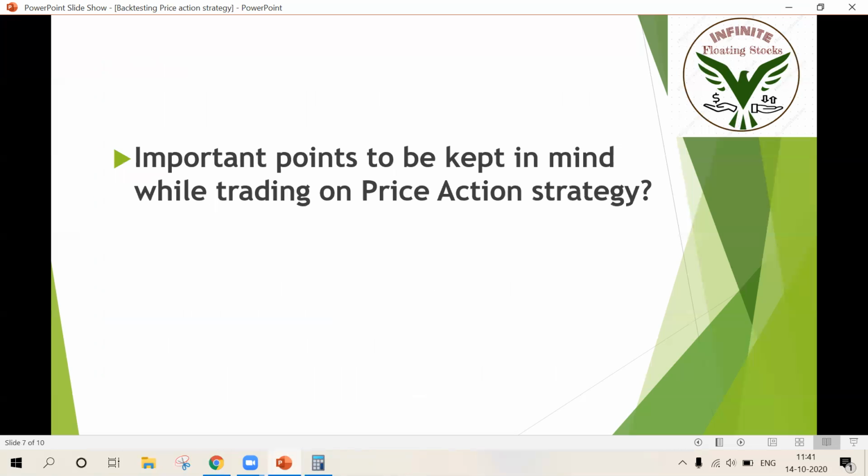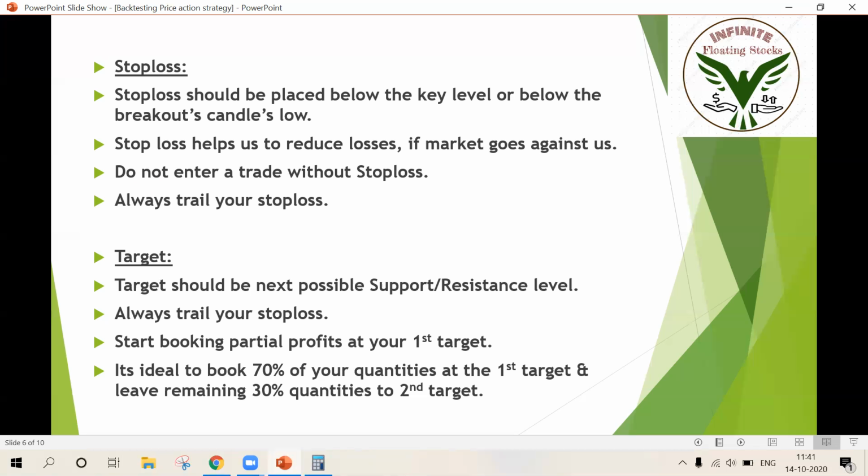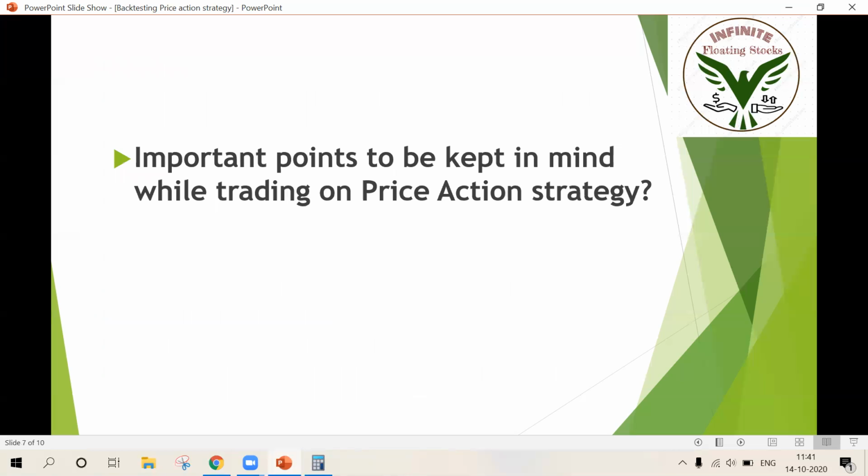You can also book 100% of your quantities at the first target. You can do that, but the ideal scenario to make huge profits, which professional traders follow, is to book 70% of their quantities at the first target and leave the remaining 30% for the second target. All right, so these are the important points you need to keep in mind while trading price action for intraday.